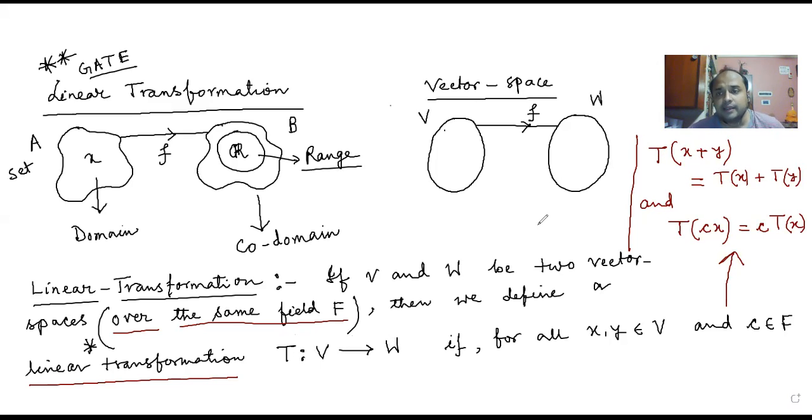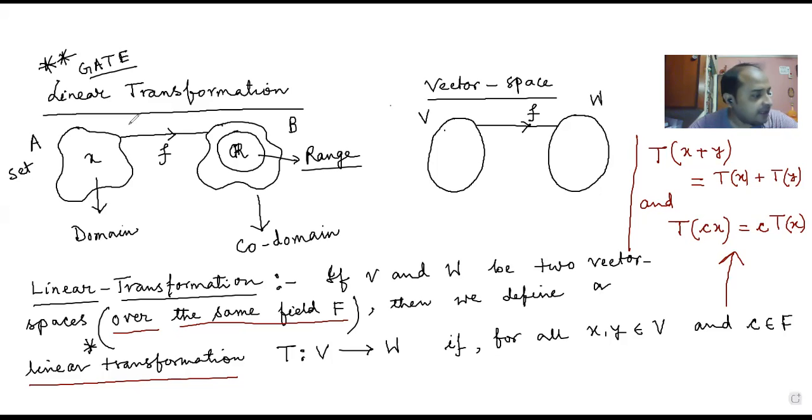Probably you do not know one thing: when we consider a definition, definitions are always true both ways. We do not write the words if and only if, but a definition is both ways true. If I say that capital T is a linear transformation, these conditions will hold. If we have a function with these properties, then I can consider that this function is a linear transformation. So definitions are always of the if and only if type. This is the definition of linear transformation.